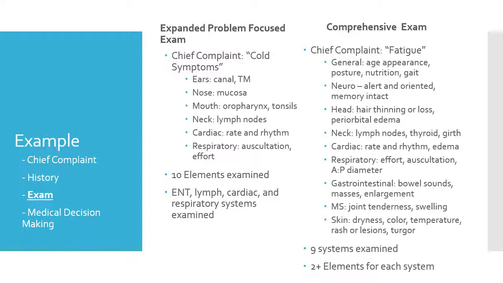In this instance, you reviewed 9 body systems and looked at 2 different elements in each of these systems. For example, you examined the neck, but looked at both the thyroid and the lymph nodes. You examined the respiratory system, but you looked for lung sounds, but also the AP diameter. So you've assessed multiple body systems, but also multiple aspects of each of these body systems.